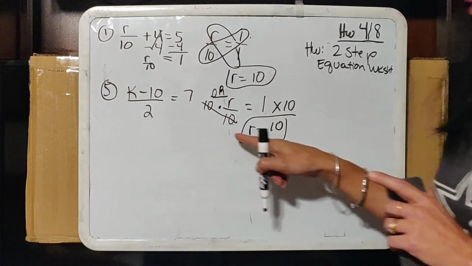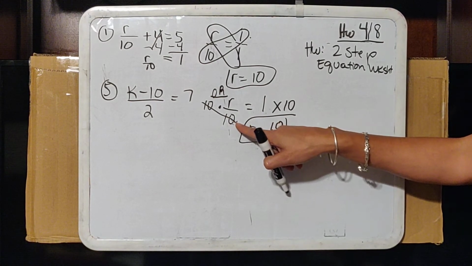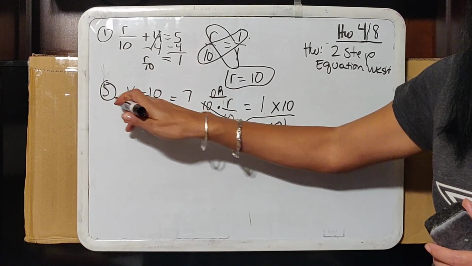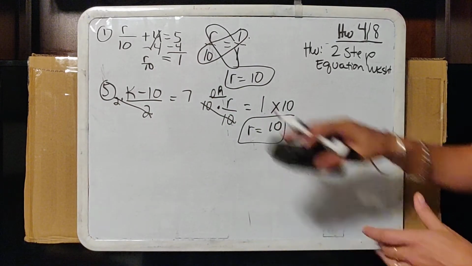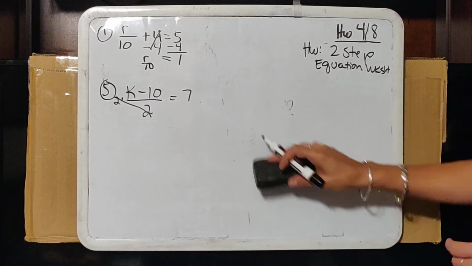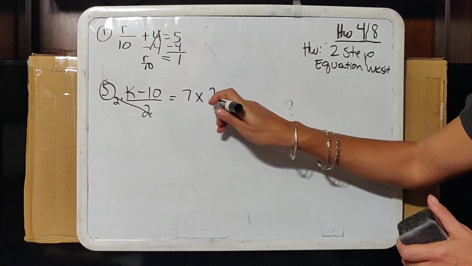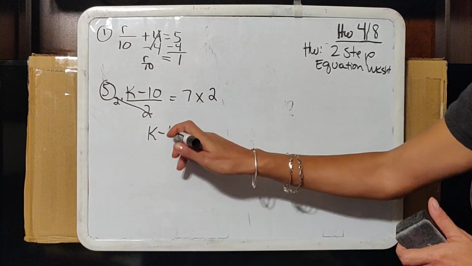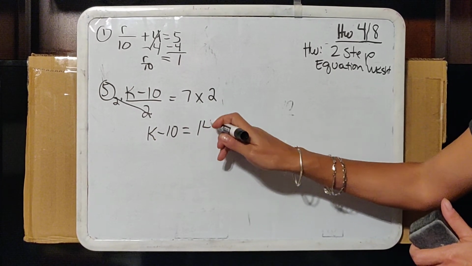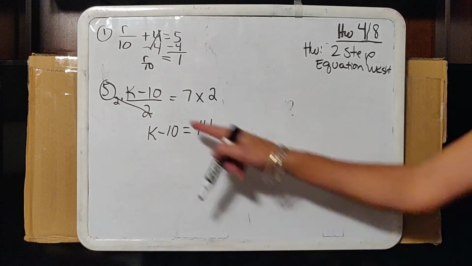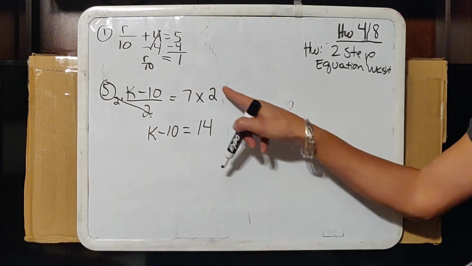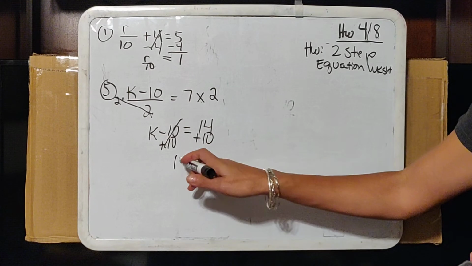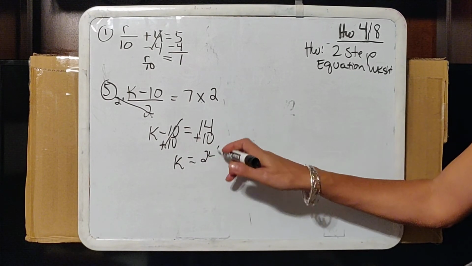So what you have to do is what I did over here. You have to clear the denominator by multiplying by what's in the bottom, which is the 2. So I'm going to multiply this side by 2, and then I'm going to multiply this side by 2. Now let me move all of this out of the way. And we'll multiply this side by 2. Since I canceled that, what's left over? K minus 10 equals 14. 7 times 2 is 14. Now I have cleared my denominator by getting rid of it and multiplying on both sides. Now I have a constant that I can add on both sides. And so my solution is K equals 24.